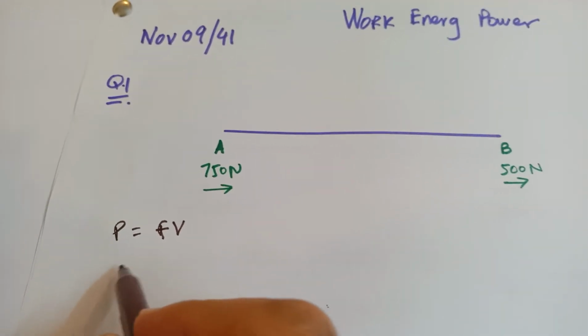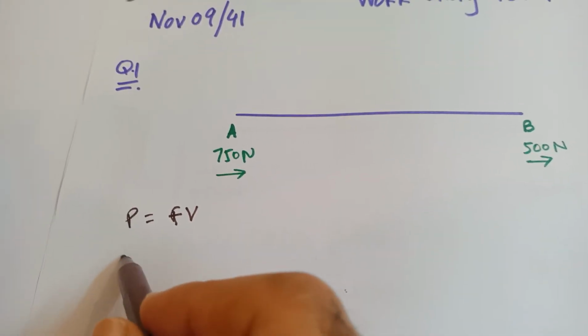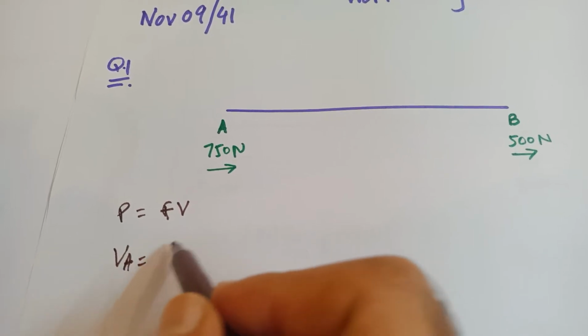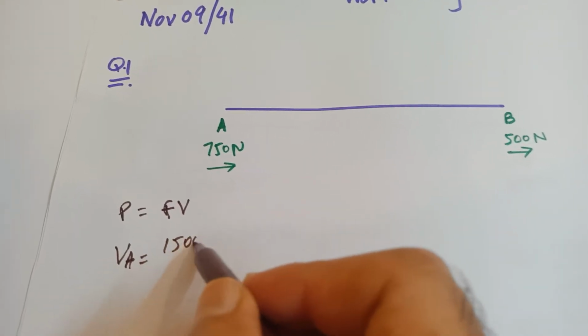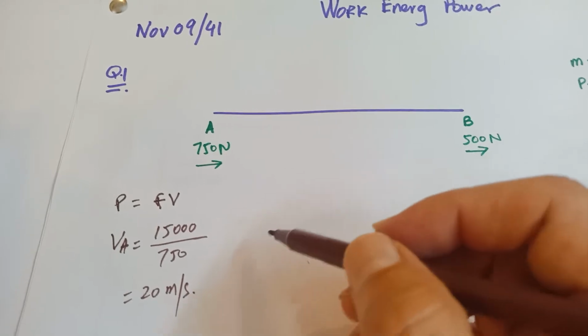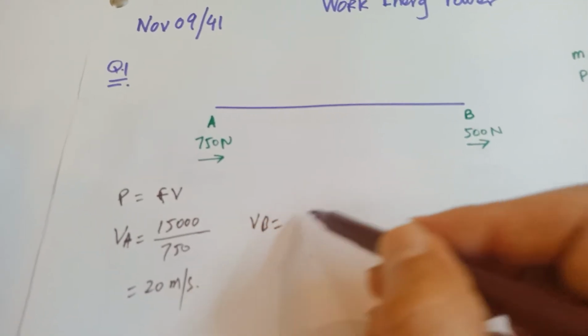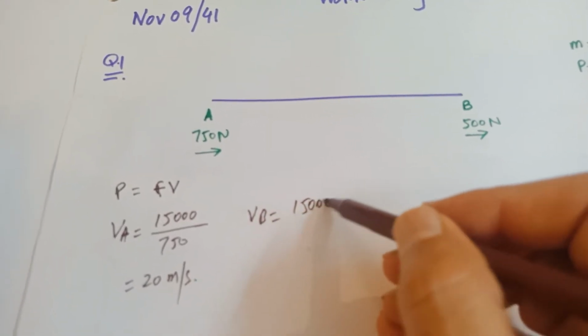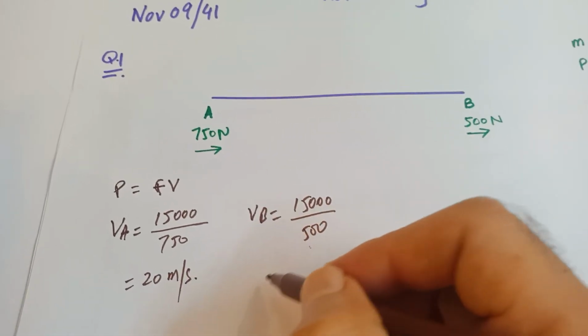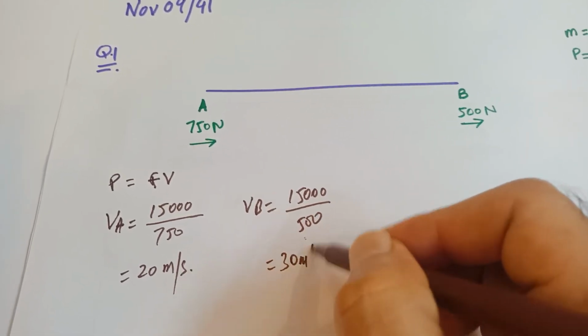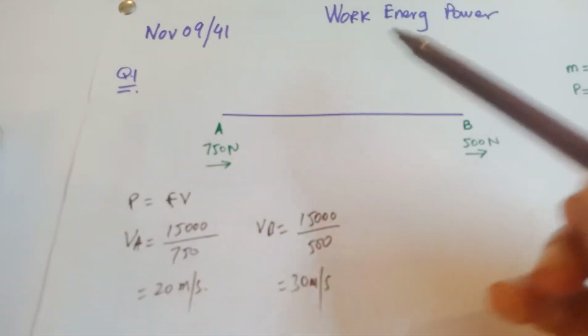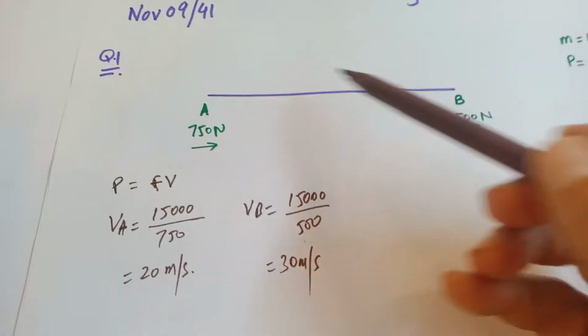So we first define the speeds at the points A and B. The speed at A is going to be the power, 15,000, divided by 750. So the speed at the point A is going to be 20 meters per second. And we shall find the speed at B in a very similar way. That would be 15,000 divided by 500. So the speed at B is going to be 30 meters per second. You can see that the speed is increasing from the point A to B.